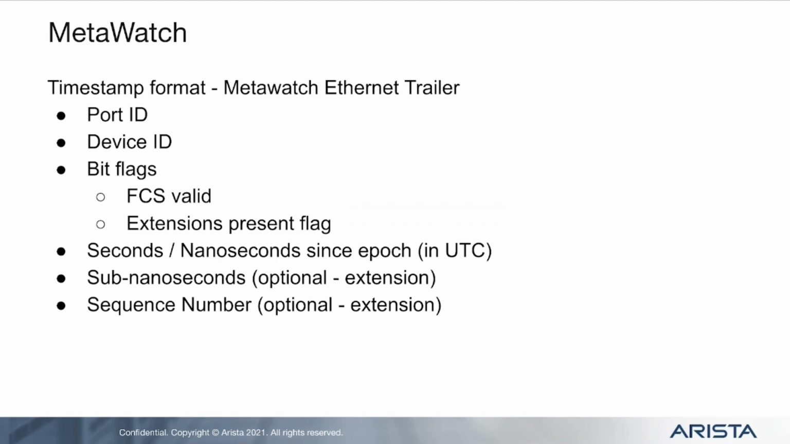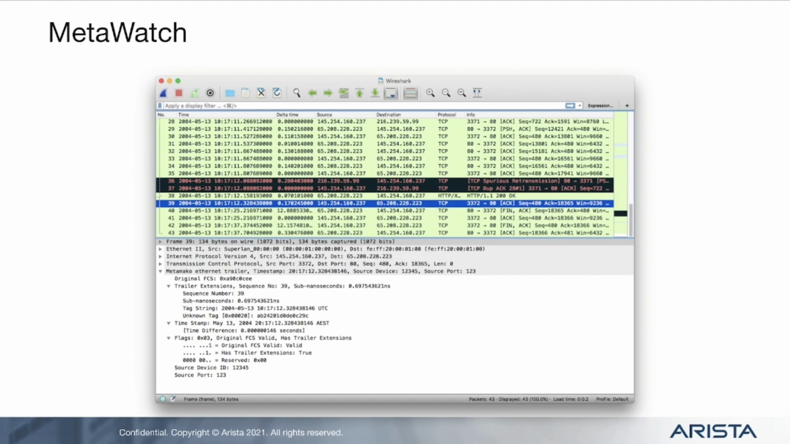When Metawatch is used for timestamping, it adds a timestamp in the Metamux Ethernet trailer format. This format includes metrics like the port ID, device ID, bit flags to check whether the FCS is valid, and seconds and nanoseconds since the epoch. Optional extensions also include picosecond resolution timestamping and sequence numbers. The Metamux Ethernet trailer format dissector is also supported in Wireshark since version 2.6 and up.